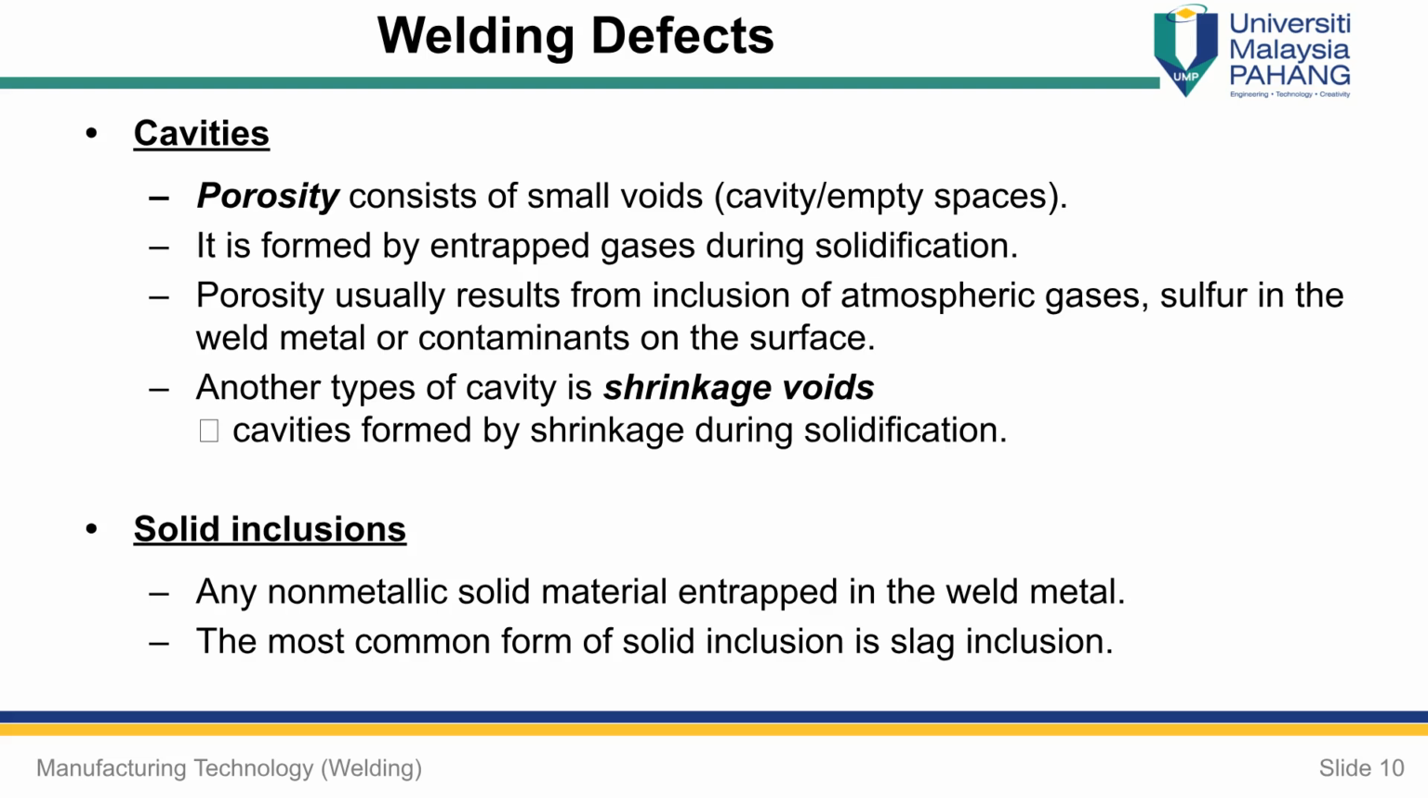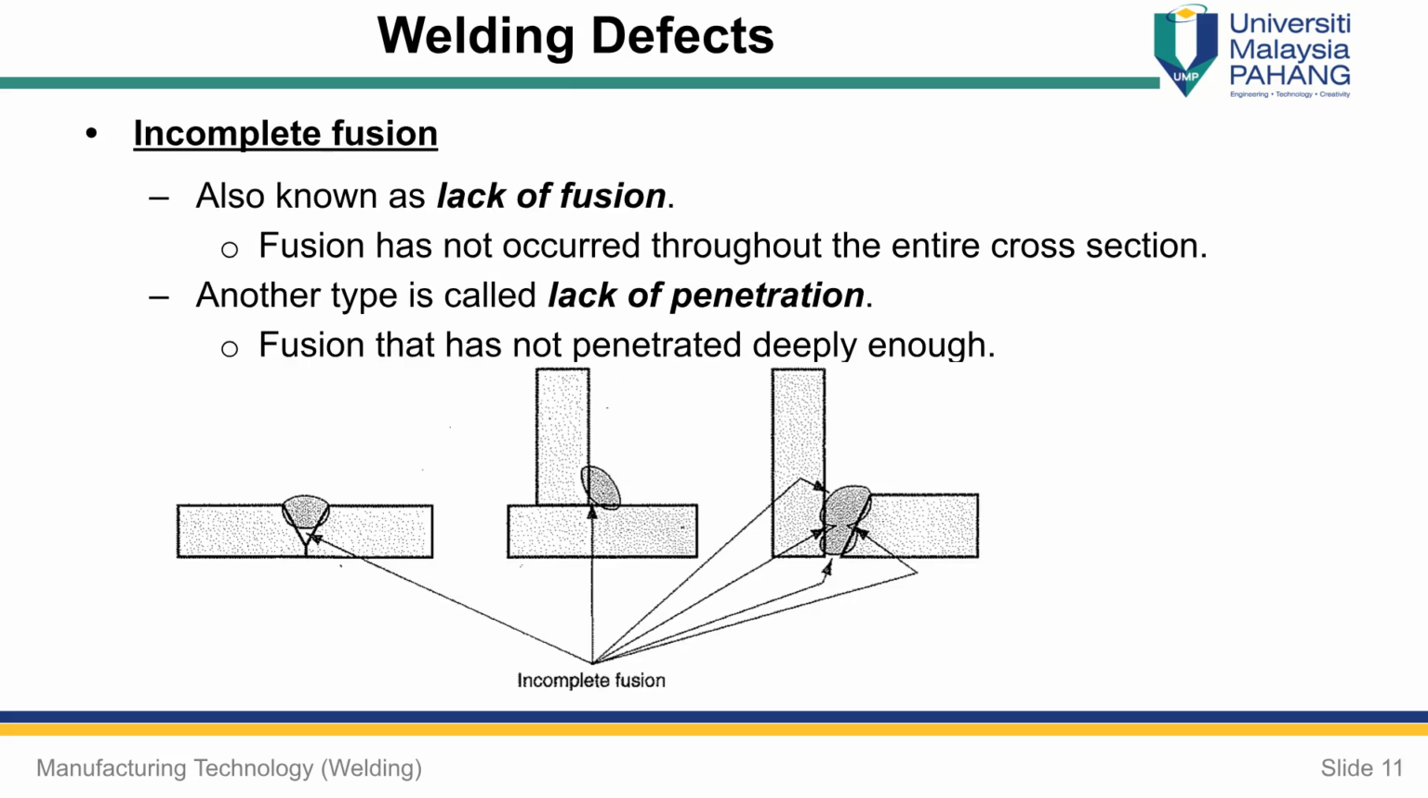Solid inclusions are non-metallic materials entrapped in the weld metal, with slag inclusion being the most common form. Incomplete fusion, also known as lack of fusion, means fusion has not occurred throughout the cross-section. Lack of penetration is another type where fusion has not penetrated deeply enough, as shown in the diagrams.